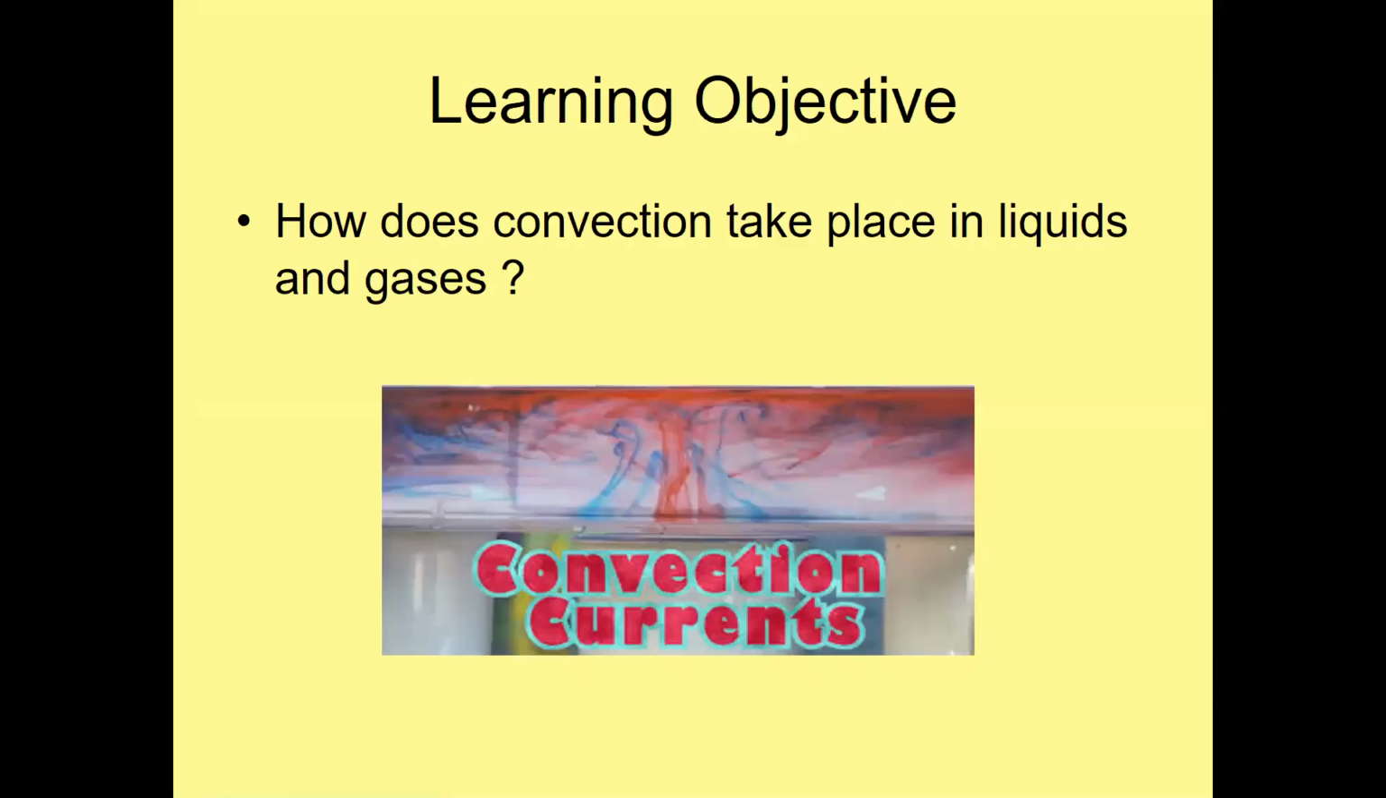In today's lesson, we're looking at convection. In last lesson, we looked at how conduction takes place in solids. Today, we're going to look at how convection takes place in liquids and gases. These two processes, conduction and convection, and another one called radiation, which we're going to look at in the next lesson, are three ways in which heat energy is transferred from a warmer area to a cooler area.